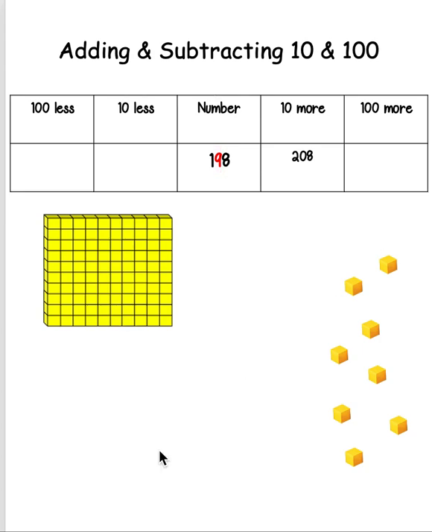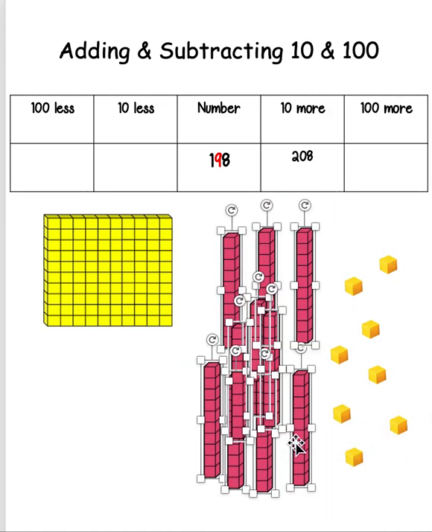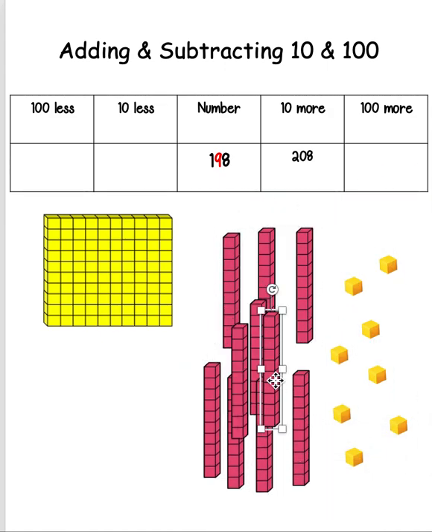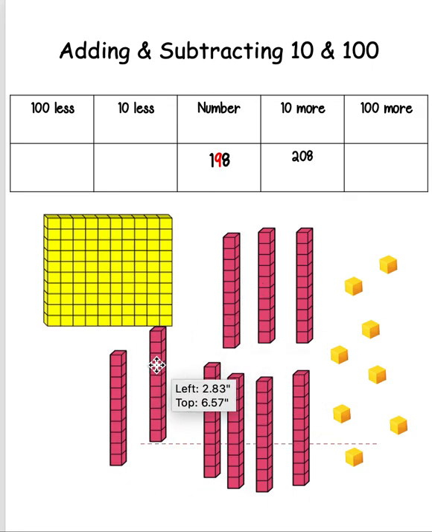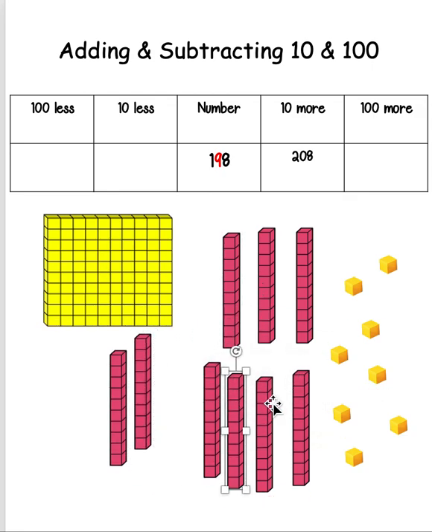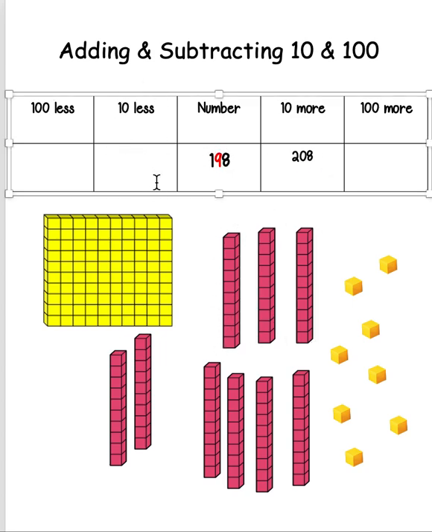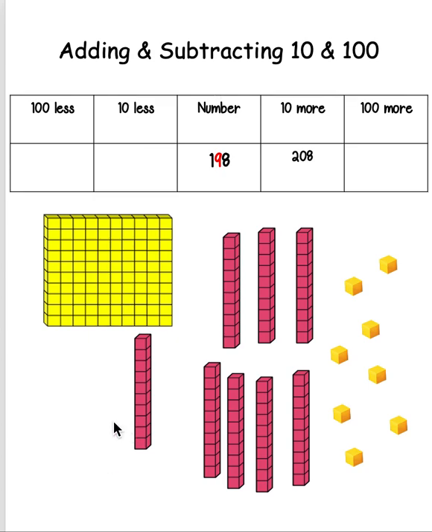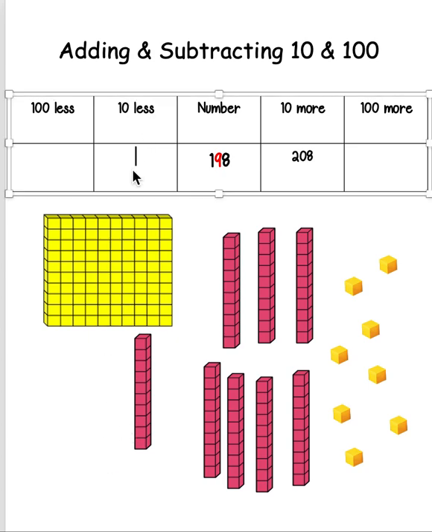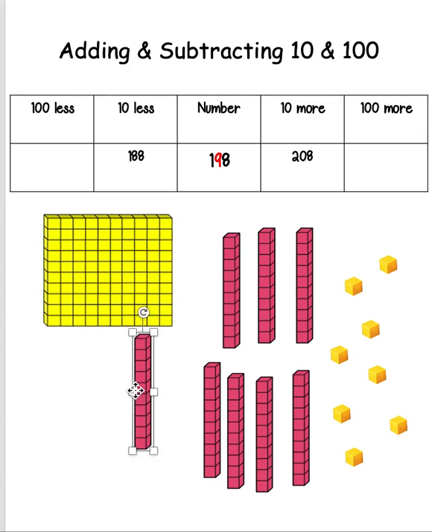Okay, so let's bring our original number back over, right? Our 9 tens, 1, 2, 3, 4, 5, 6, 7, 8, 9. 198, and let's do 10 less. That would give us 188, because there is no need to bundle.